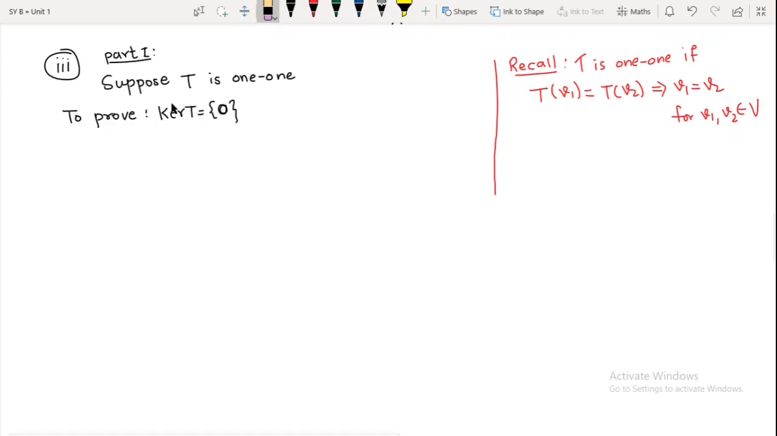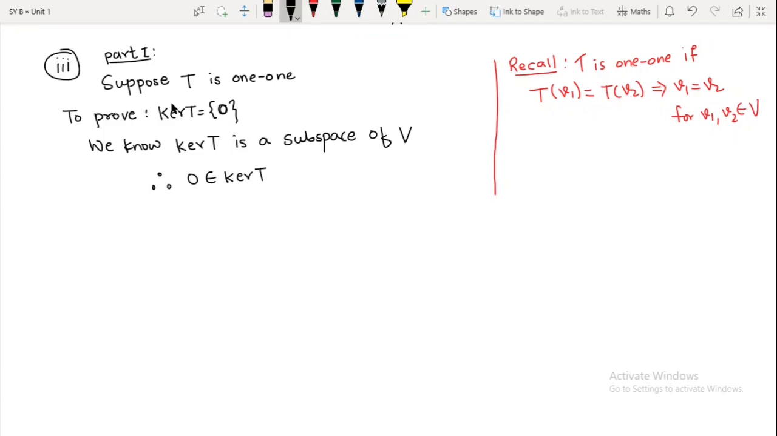So first of all I will show that this singleton 0 is a subset of kernel of T. As we know kernel of T is a subspace of V, right? Now remember, subspace means vector space only, according to the basic definition of a subspace. So therefore it is going to contain the 0 element, right? Now since 0 belongs to kernel of T, therefore you can say this singleton 0 is a subset of kernel of T. I will call it as some 1. Okay, I hope you are getting this point.